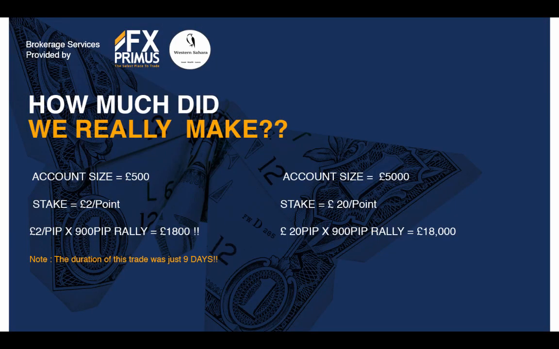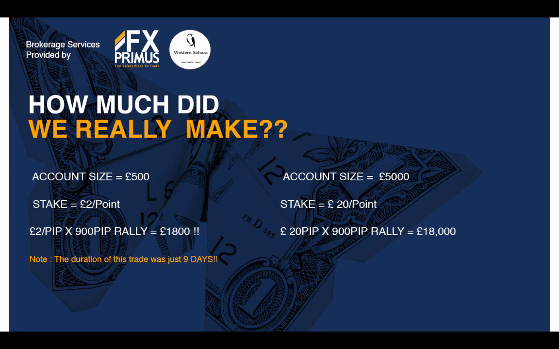Now you're probably wondering, how much did I really make? Let's say hypothetically I had a 500 pound account size, and I stake £2 a point. That will be £2 a point multiplied by 900 pips. That will give you £1,800.